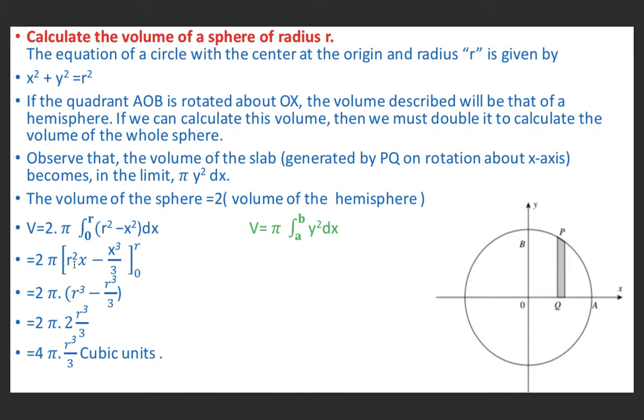So it will be r square into r. It is r cube minus r cube upon 3 minus the lower limit. For the lower limit, it will be 0, because x is 0. It is again 0, so I have not written the 0 part. So it is 2 pi into r cube minus r cube upon 3. R cube minus r cube upon 3 is nothing but 2 upon 3 r cube. And this is 2 pi. So V is equal to 4 pi r cube upon 3 cubic units.